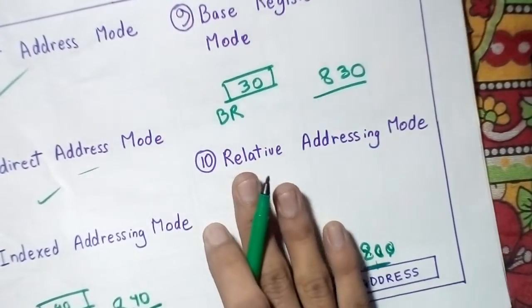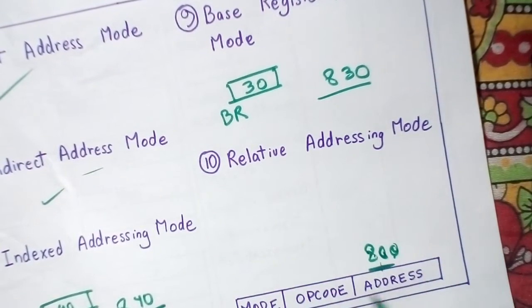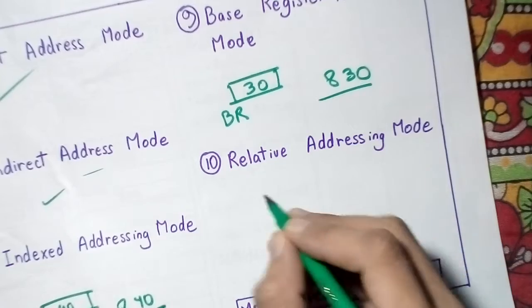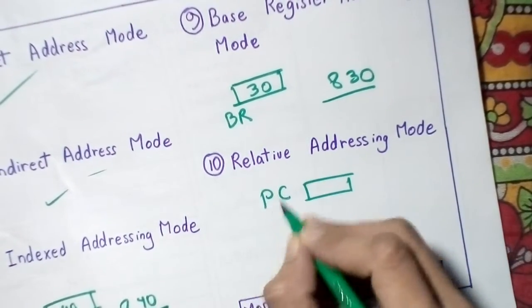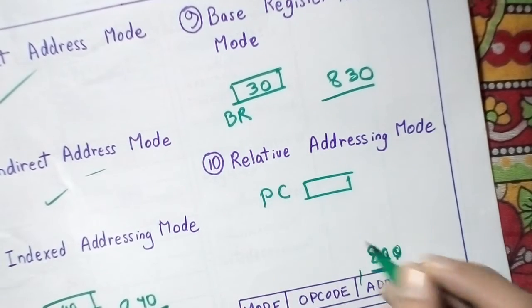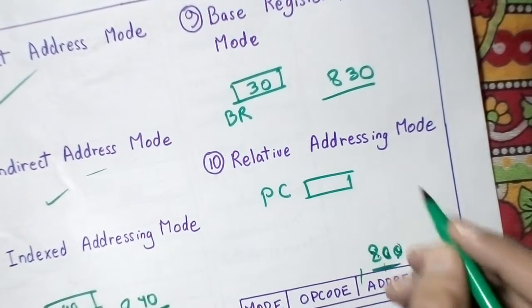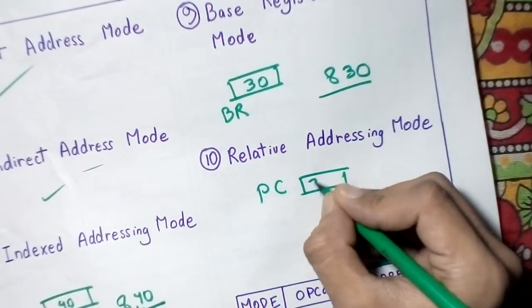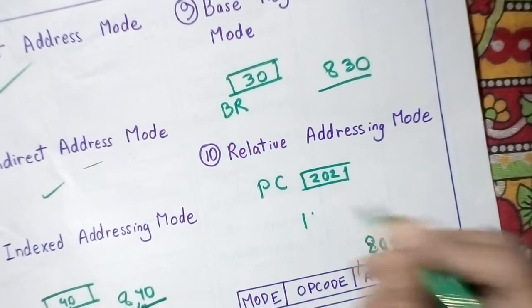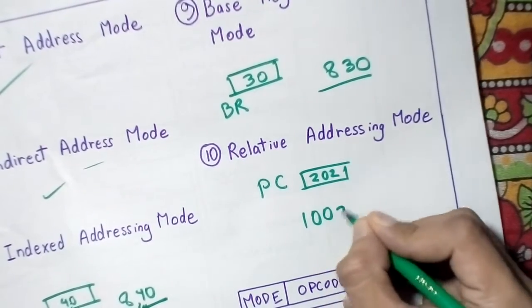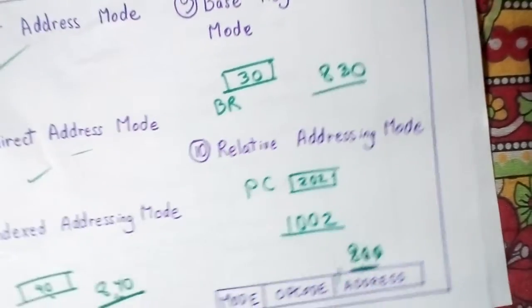And the last one is relative addressing mode. In relative addressing mode, whatever value we specify in the address is added with the value of the PC, which is the program counter. The program counter stores the value of the next instruction. Suppose the program counter has 202, which will be added with 800, equal to 1002. So from 1002 we will get the value of the operand.